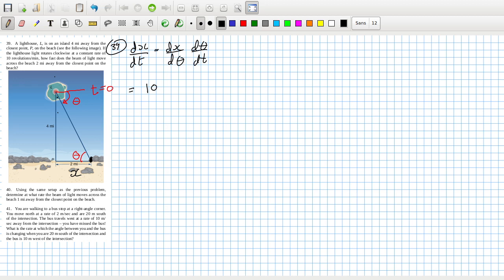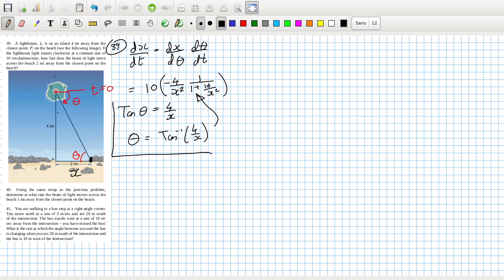What would I say? I could use the 4. I could say tan theta equals 4 over x. So theta is tan inverse of 4 over x. So if we put that in here, that would be minus 4 over x squared, times 1 over 1 plus 16 over x squared. And we have to sub in x is 2.